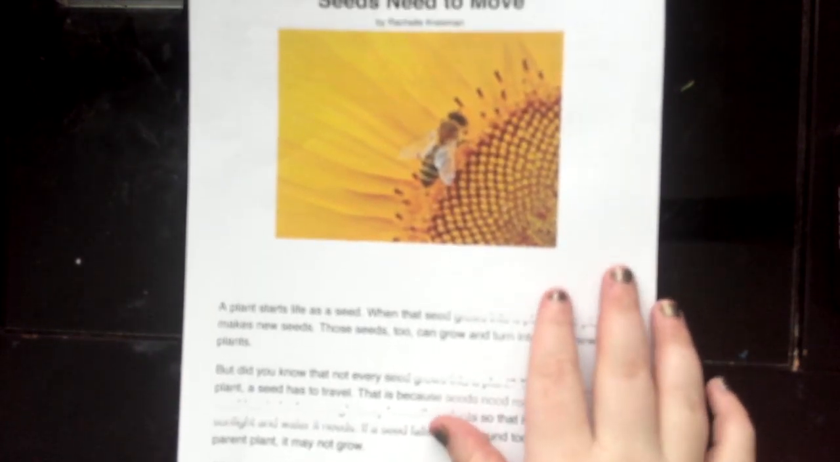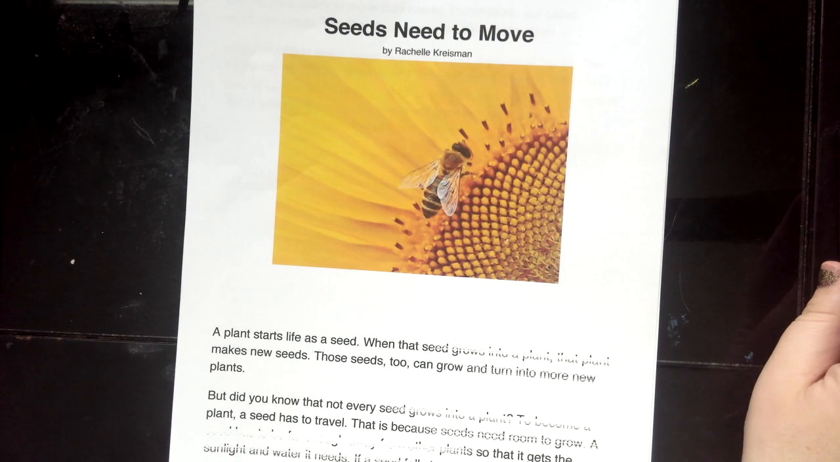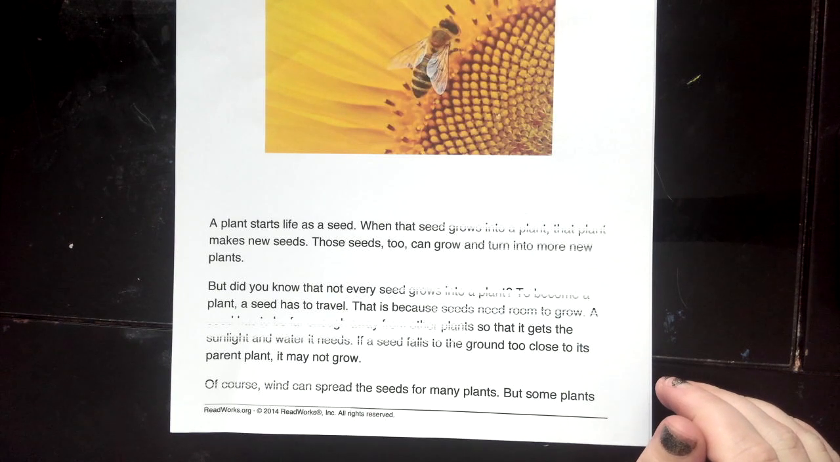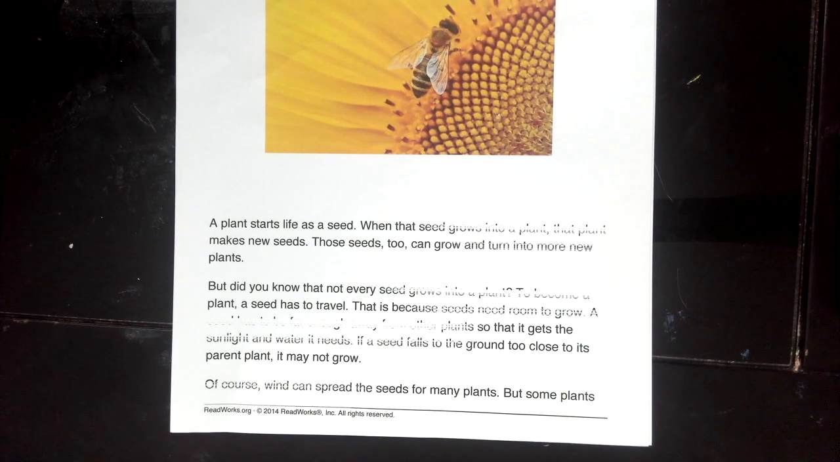Okay. Our next article is called Seeds Need to Move. So here we are going to learn about how seeds move around. Our picture here, it looks like a little bee on a sunflower. Seeds Need to Move by Rochelle Kreisman. A plant starts life as a seed. When that seed grows into a plant, that plant makes new seeds. Those seeds, too, can grow and turn into more new plants.